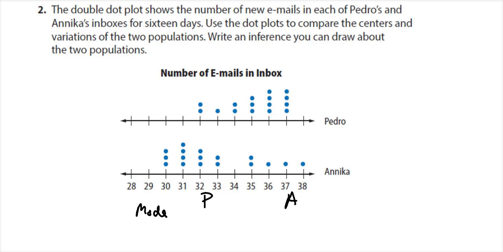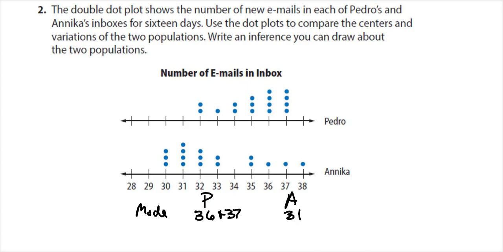So what was Pedro's mode? He had 36 and 37, so there were actually two modes on this one. So 36 and 37. Okay, and then we have Annika. She only had one mode, which was 31. Remember, mode means most often.